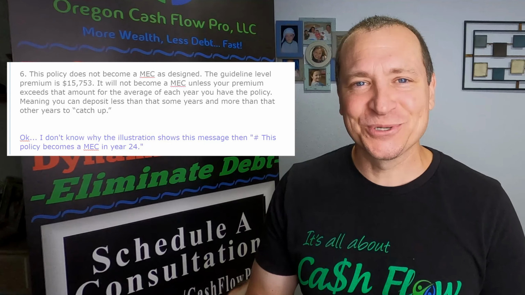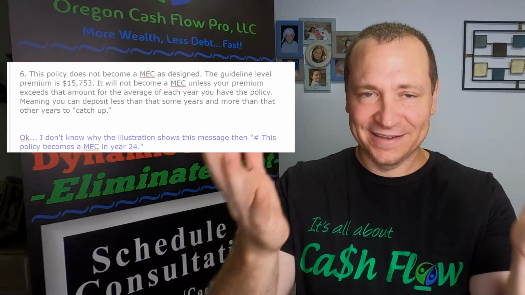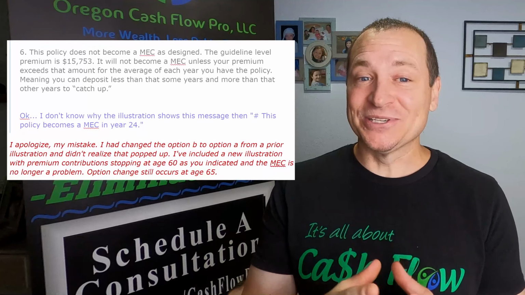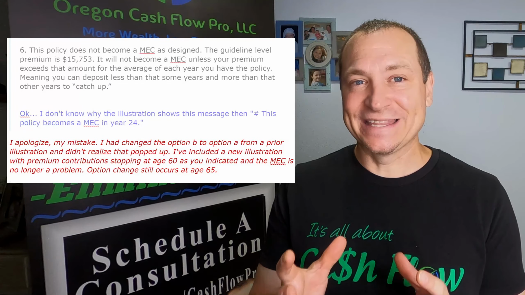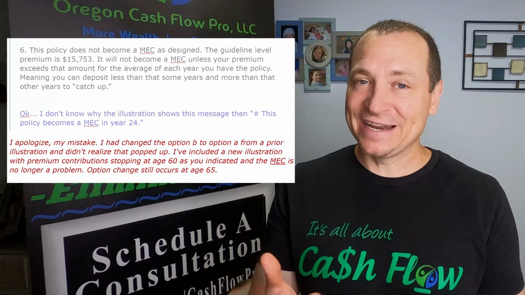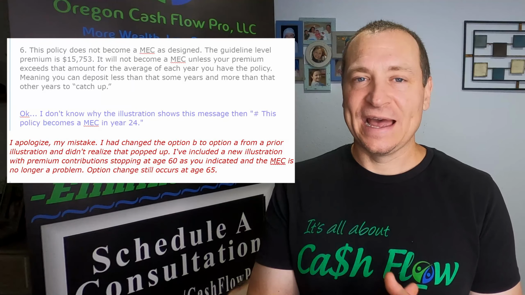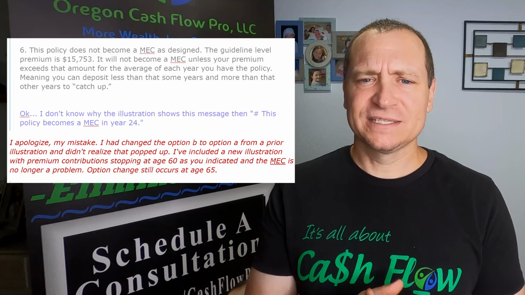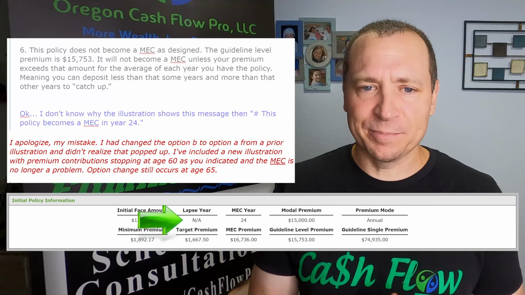Then he responds to my number 6 question, where I said the policy does not become a MEC as designed. And he says, okay, I don't know why the illustration shows this message then. This policy becomes a MEC in year 24. I've got a little egg on my face on that one. So I said, I apologize, my mistake. I went and re-looked at the illustration again. I looked at it briefly after he made the initial comment, and I thought, no, that doesn't become a MEC. I remember looking at that illustration.